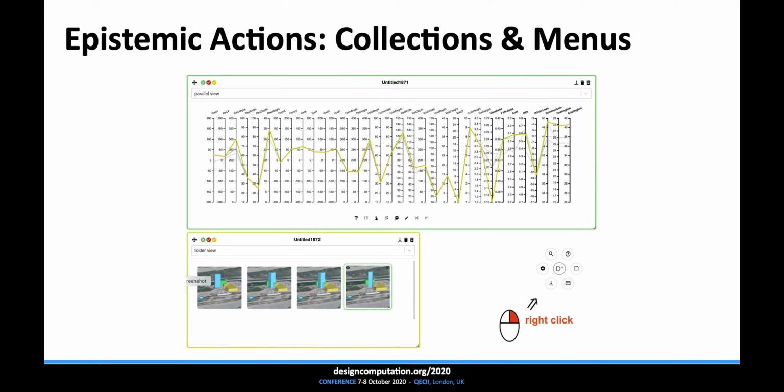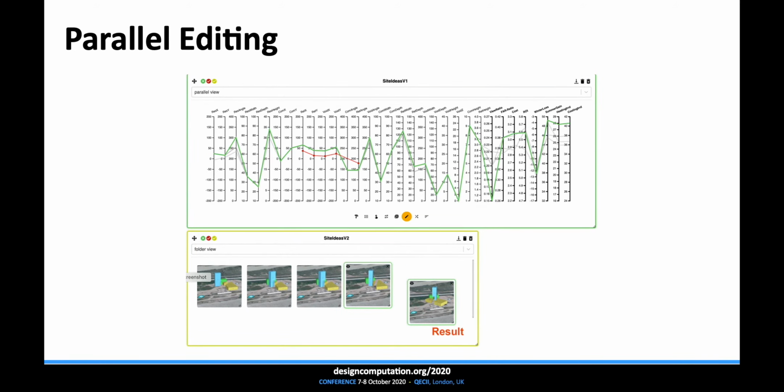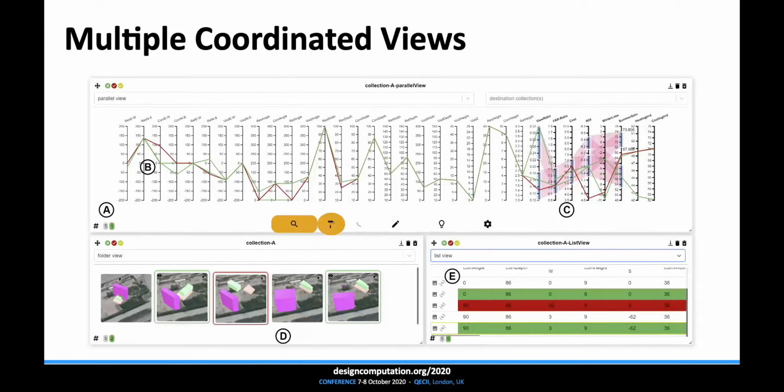D.Star provides devices such as collections and floating menus to organize many alternatives on the large displays for which it is designed. It provides tools for editing many alternatives at the same time. In this case, we are editing one alternative with a partial sketch that will define new alternatives, but this can be done with many. D.Star provides multiple coordinated views to gain insights from different representations of designs.